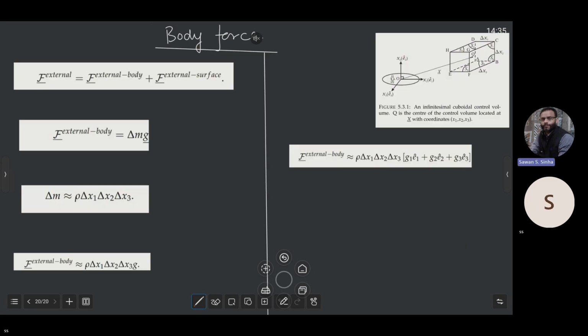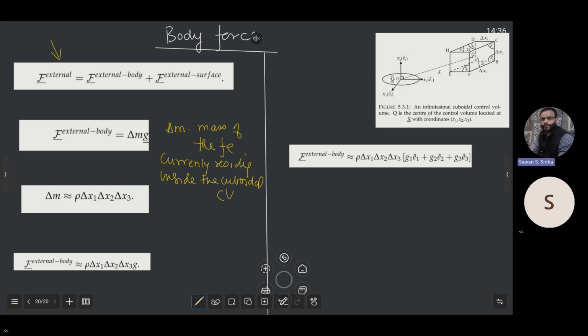So this is the way I'm going to split the vector F external: external body, external surface, and I do assume that the external body force is the gravitational force. As I said, that's what we will encounter almost all the time. My claim is that the external body force that this fluid element is experiencing is delta m times g, where delta m is the mass of the fluid element. As simple as that. Delta m times g.